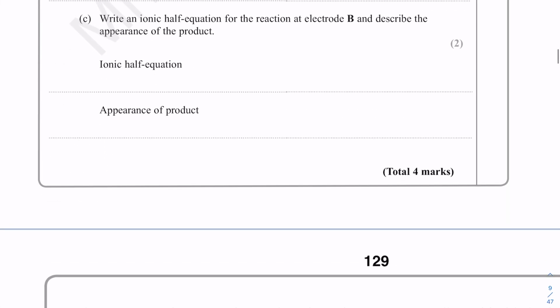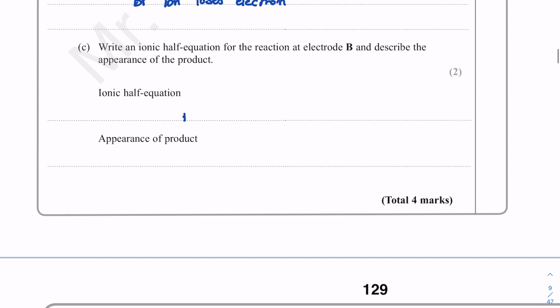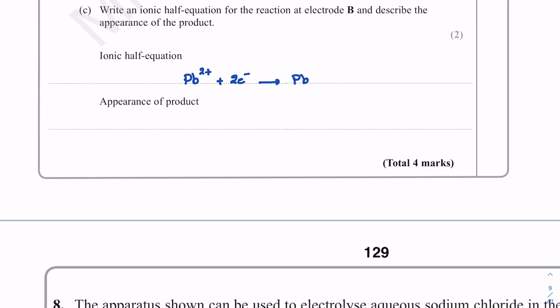Question C. Write an ionic equation half equation for the reaction at electrode B. electrode B اللي هو هيحصل عنده reduction للlead، يبقى lead 2 positive ion plus 2 mole of electrons give lead. Appearance of product الليد بيبقى silvery liquid، يبقى هنا silvery liquid.